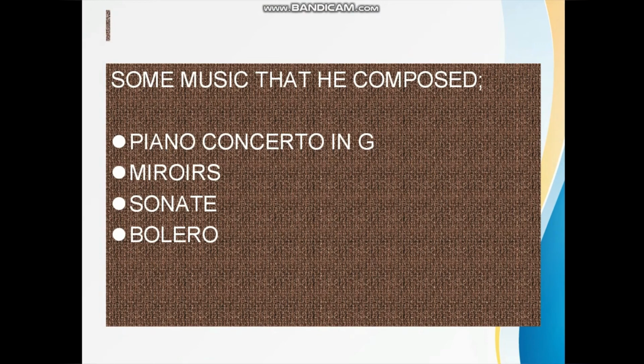Some of the music he composed are Piano Concerto in G, Miroirs, Sonatine, and the last is Boléro, and there are some others, but I didn't write them.